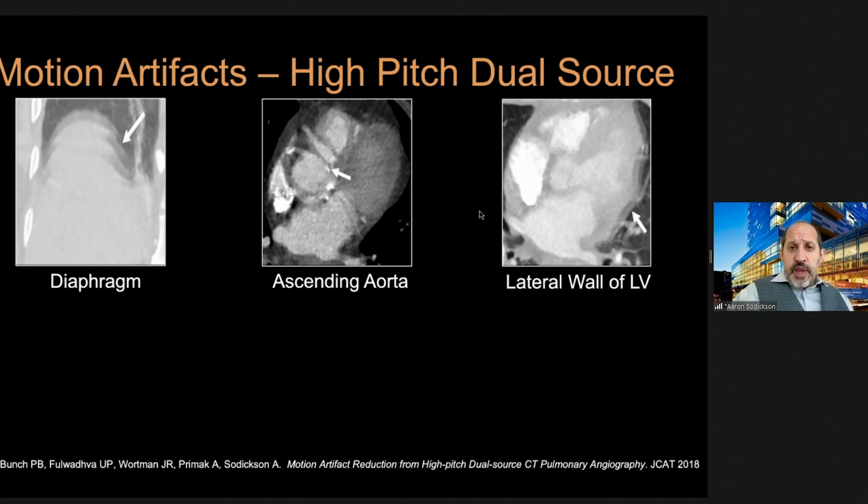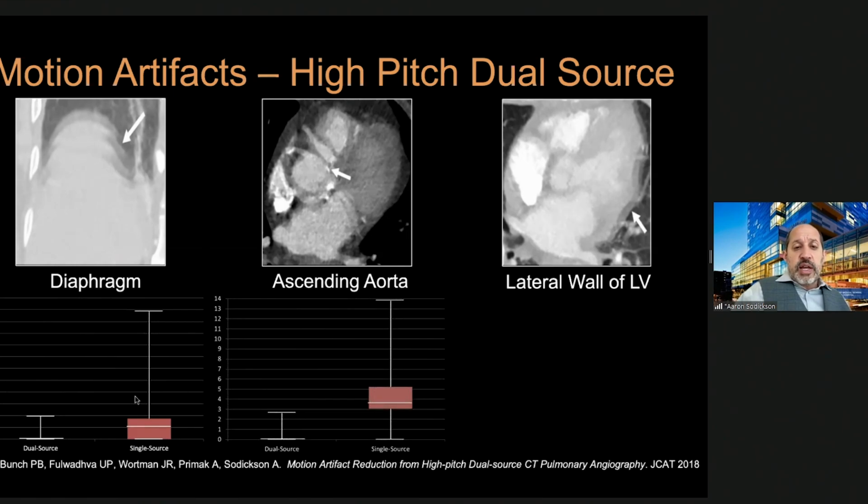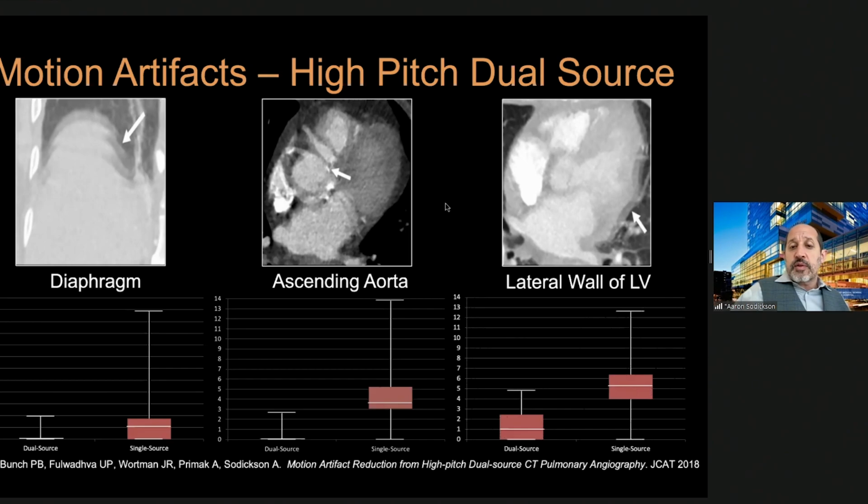By using a high-pitch dual source mode, we can scan the patient with a pitch of 3. The whole chest typically takes less than a second, and we can really reduce the measurable duplication of anatomy like this between single source and high pitch mode in the diaphragm, at the ascending aorta, and along the left ventricular free wall.